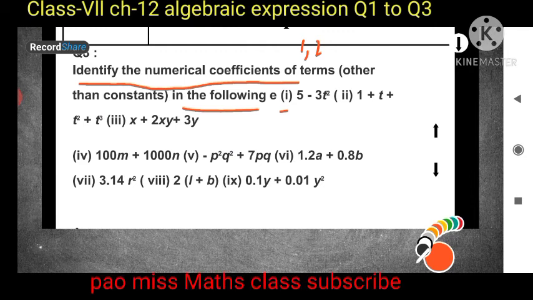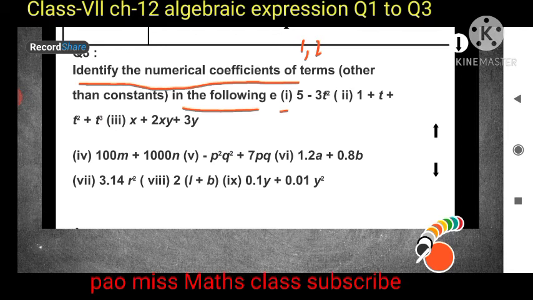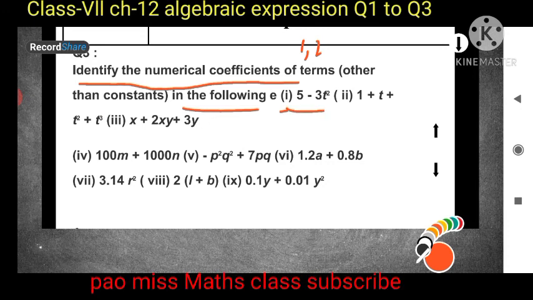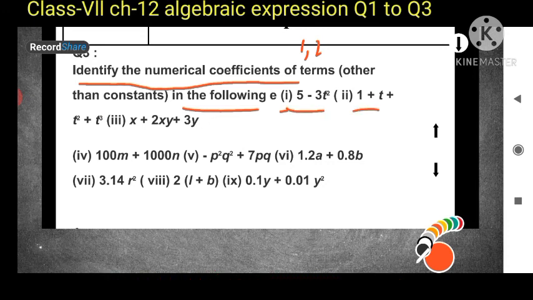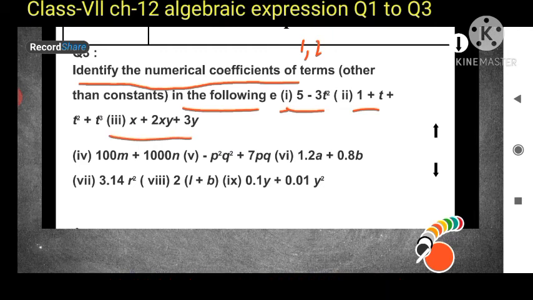5 minus x 2 x t square, isn't it? So, sorry, what is given? 5 minus 3t square, isn't it? What is given? 5 minus 3t square. And the second one is given: 1 plus t square plus t cube, and so on. Okay, these questions are given.